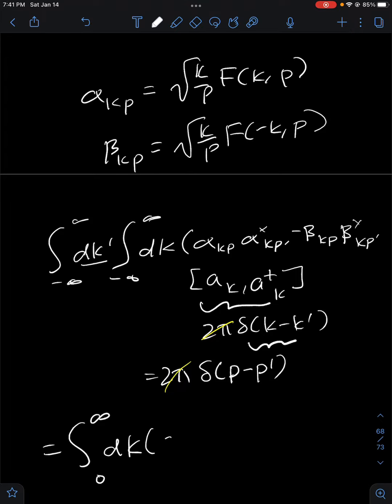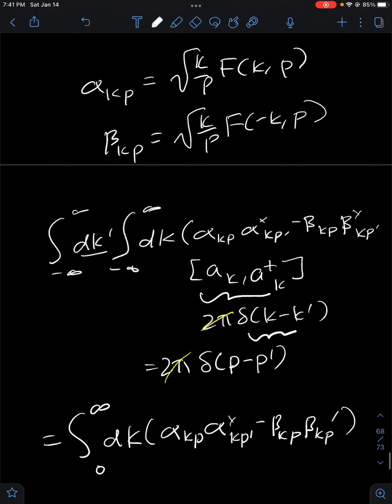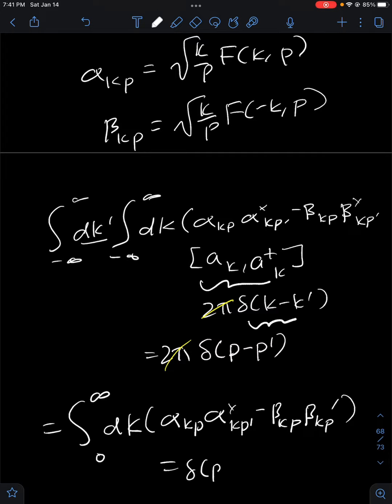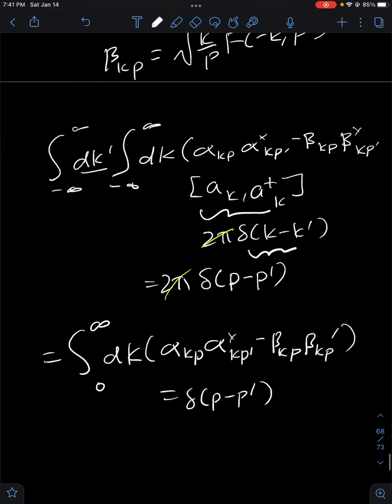dk of alpha k p alpha conjugate k p prime minus beta k p beta conjugate k p prime, and that equals delta of p minus p prime. And technically speaking, we should have had k primes over here next to the k, but since k equals k prime, it's not a big deal.